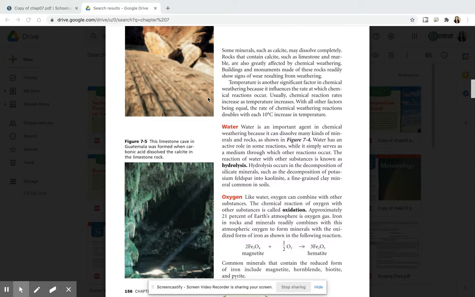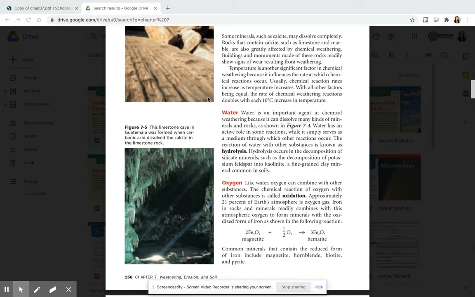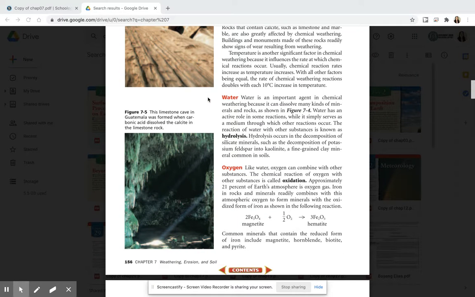Some minerals, such as calcite, may dissolve completely. Rocks that contain calcite, such as limestone and marble, are also greatly affected by chemical weathering. Buildings and monuments made of these rocks readily show signs of wear resulting from weathering. Temperature is another significant factor in chemical weathering because it influences the rate at which chemical reactions occur. Usually, chemical reaction rates increase as temperatures increase. With all other factors being equal, the rate of chemical weathering reactions doubles with each 10 degrees Celsius increase in temperature.